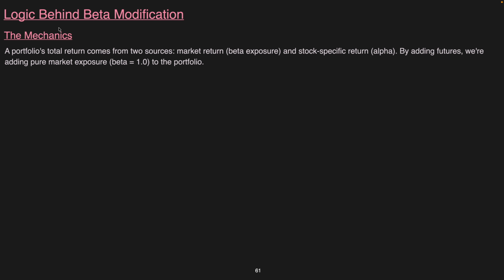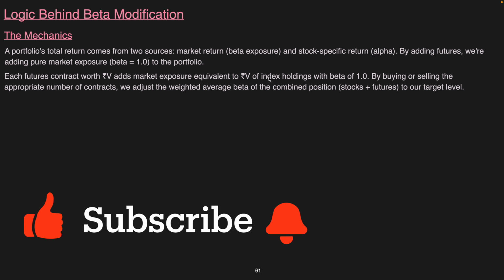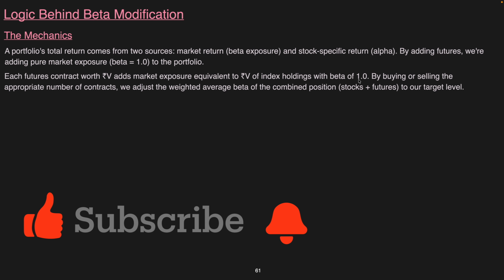See, we should understand the logic behind this beta modification. A portfolio's total return basically comes from the market return, that is the beta exposure, and stock-specific return, that is alpha. I have already explained this. So by adding futures, we are essentially adding pure market exposure to the portfolio, that is beta equal to 1. So each futures contract worth rupees V adds market exposure equivalent to rupees V of index holdings with a beta of 1, because market beta is always considered equivalent to 1. Market risk is always considered equivalent to 1.